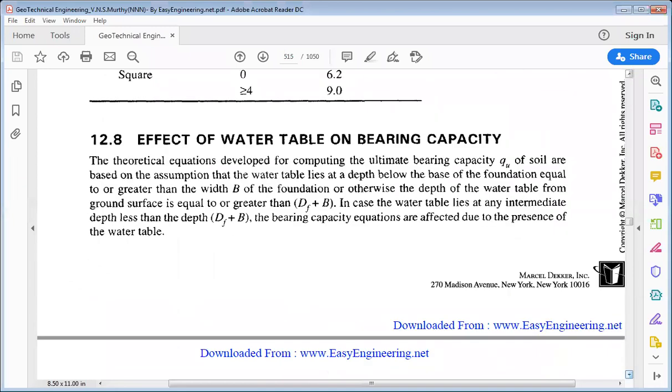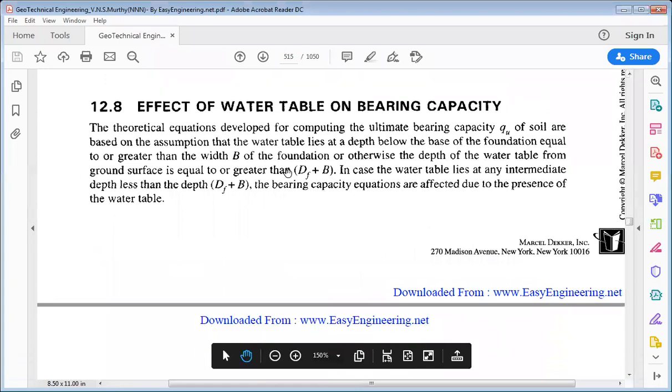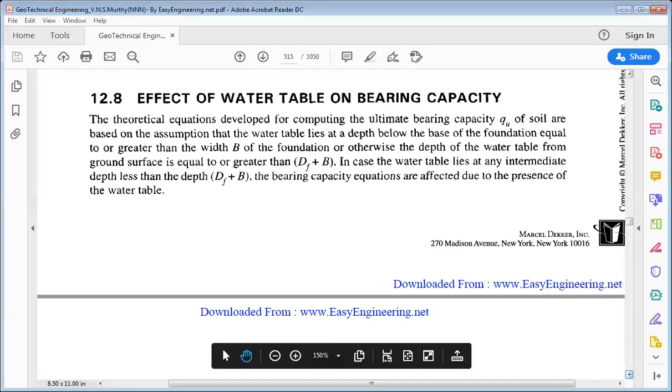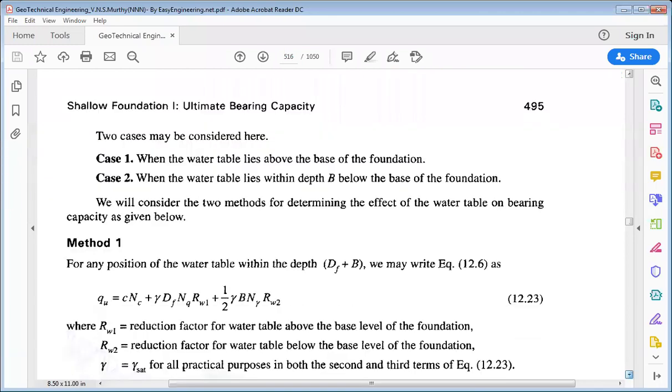So in the last class, we studied the effect of water table on bearing capacity. We see that if the water table is at a depth equal to or greater than Df plus B, that is the depth of the foundation plus the width of the foundation from the ground surface, then there is no effect of water table on the bearing capacity of the shallow foundation. And if it is between the depth of the foundation and the ground surface, then it affects the bearing capacity of the soil.